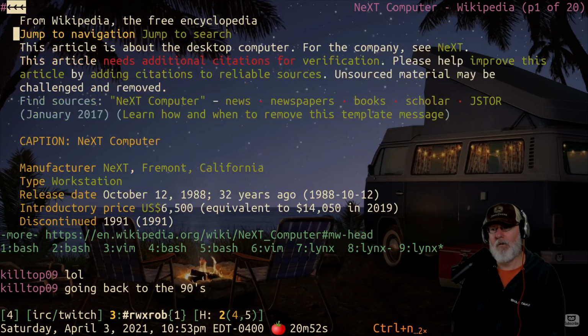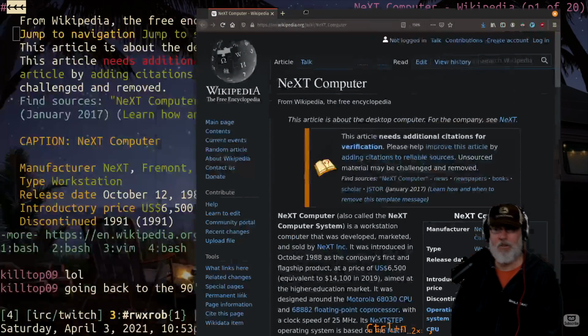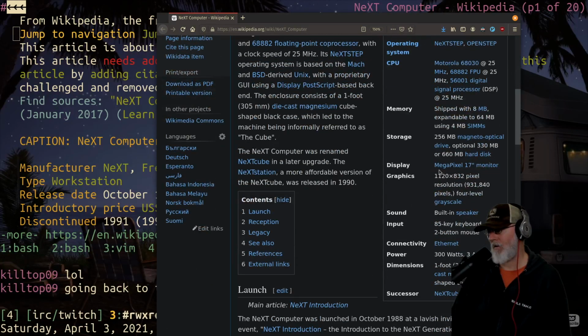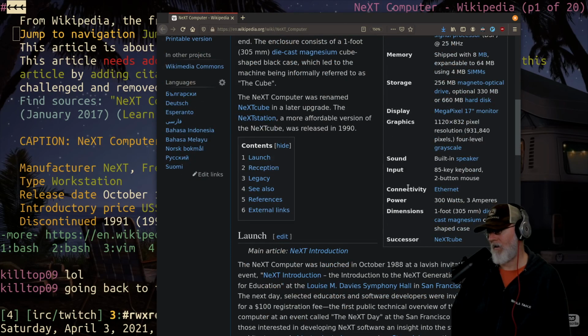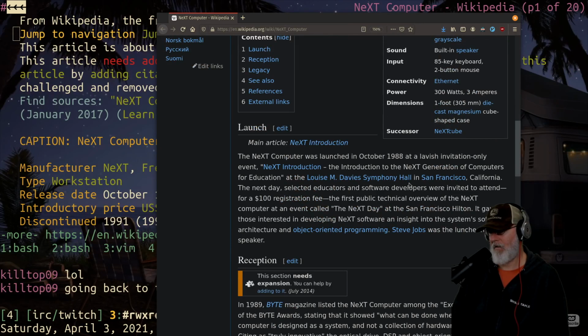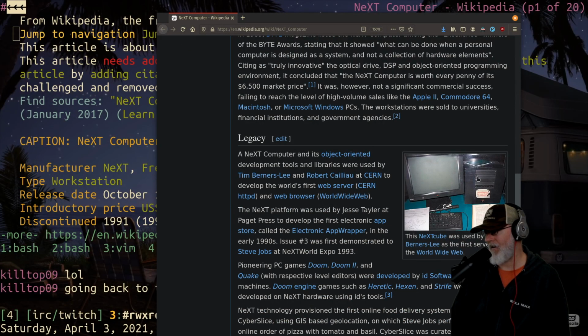So Next Computer, this probably has a picture of it, so let's pull up the graphic version. Maybe not, we'll see. Next, Fremont, California, workstation, Motorola CPU, Ethernet connectivity. There we go. There's a Next Cube. That's an ugly one, though.